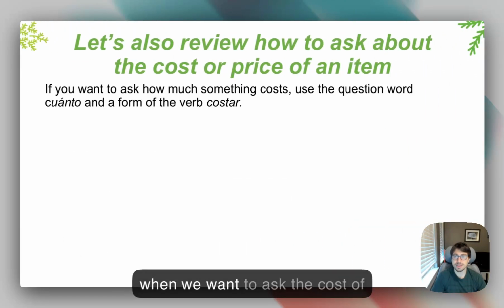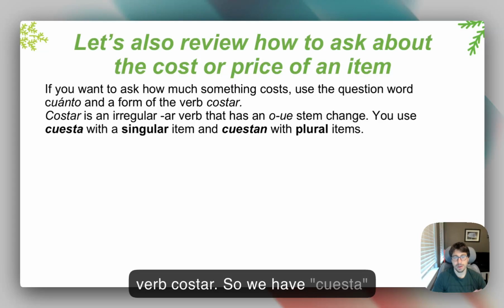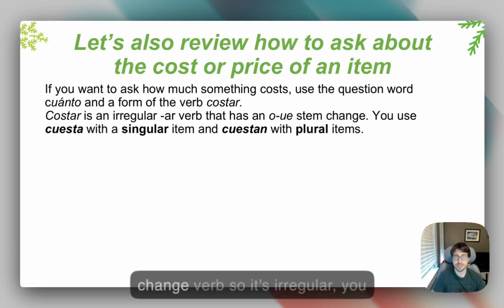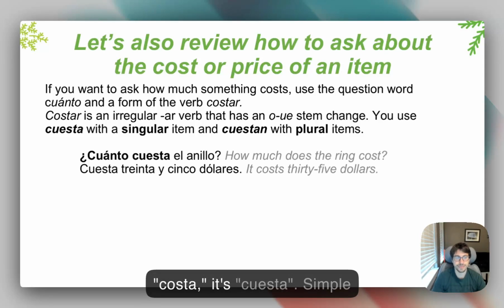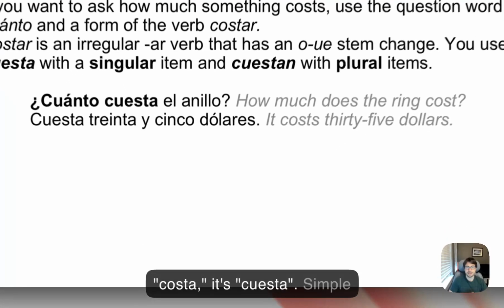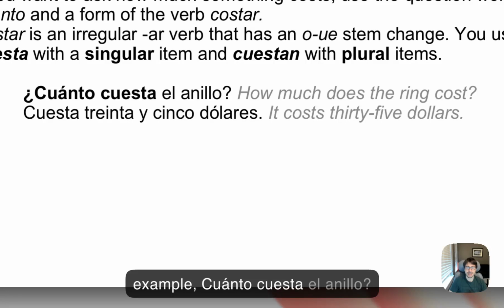So when we want to ask the cost of something, we use the question word cuánto and the form of the verb costar. So we have cuesta with singular item and cuestan with plural item. This is an O to UE stem change verb, so it's irregular. You have to remember this. It's not costa, it's cuesta. Simple example, ¿cuánto cuesta el anillo?